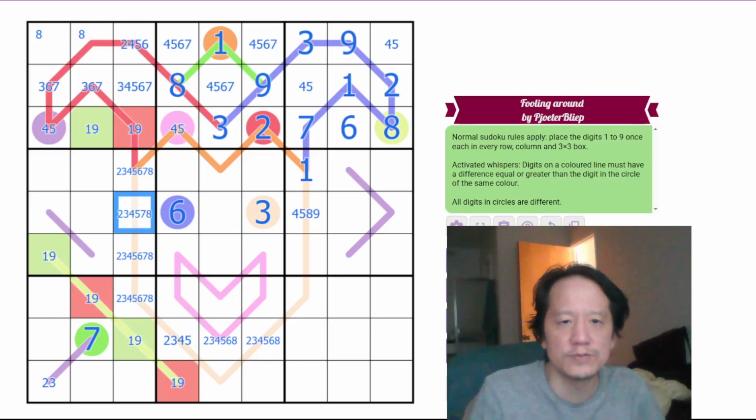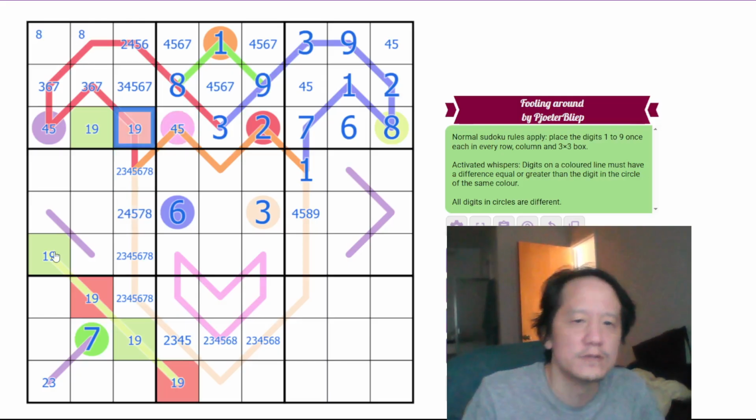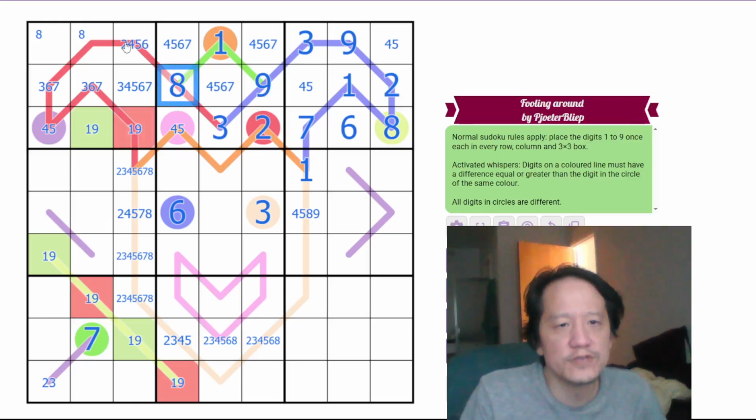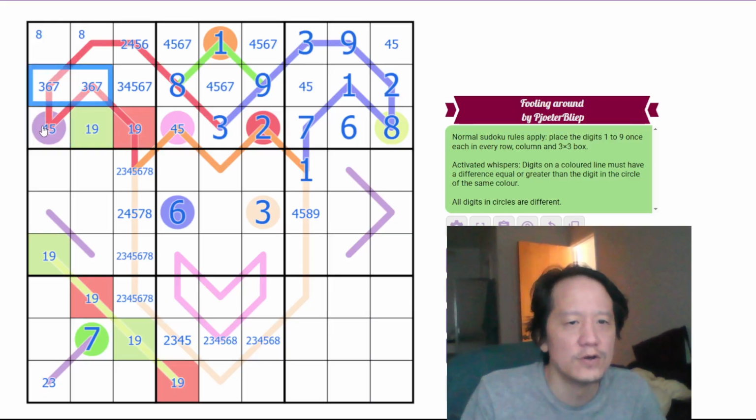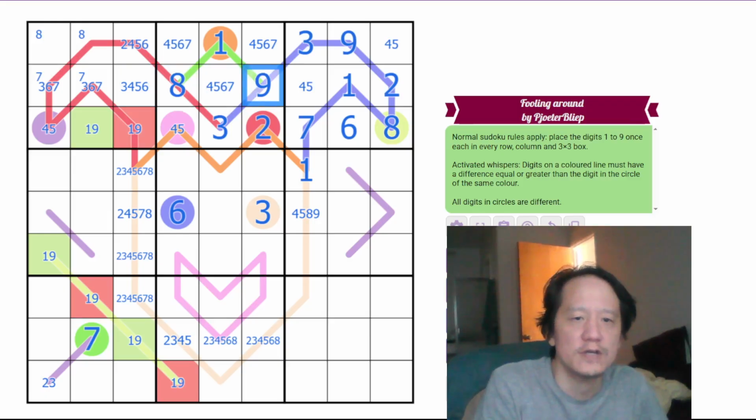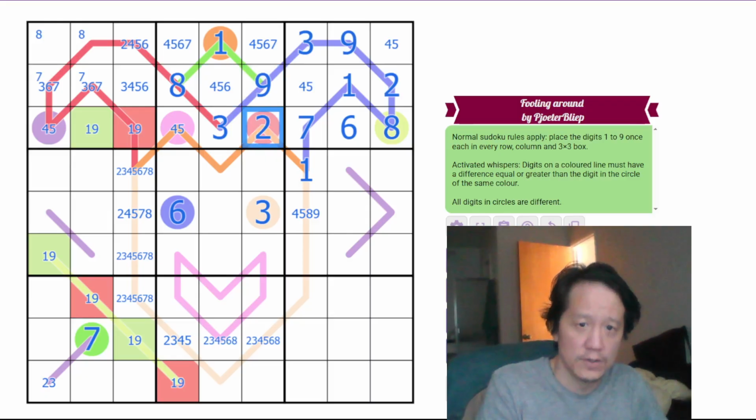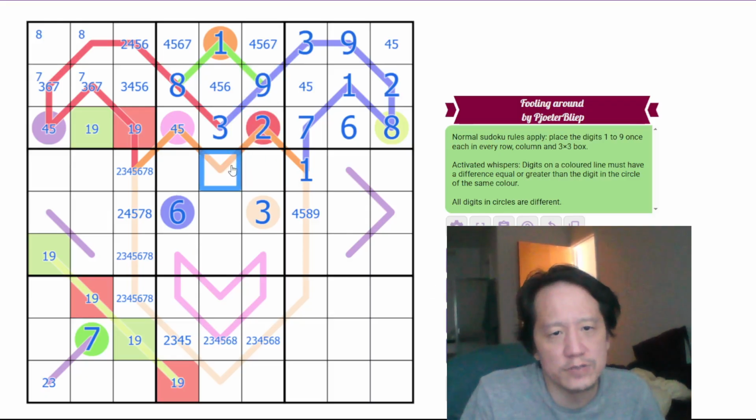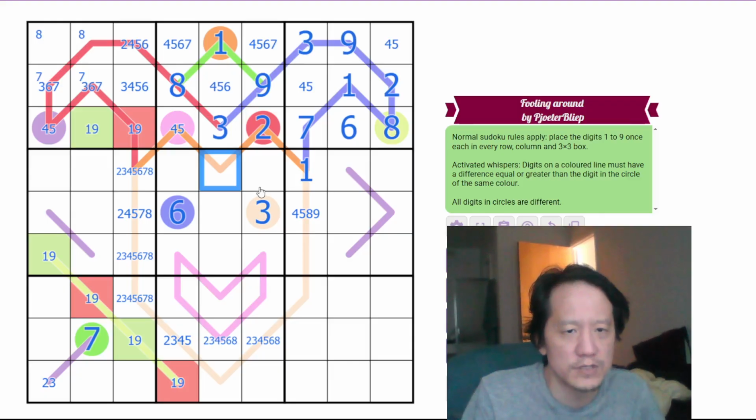That eliminates 3 here. This is a difference of at least 2. That's fine. This then could be 4 with 6 or 7. Or this is 5 with 3 or 7s. Either way, 7 has to be one of these two digits, which means this can't be 7. This can't be 7, so 7's one of these two. This just can't be 2. That's all.